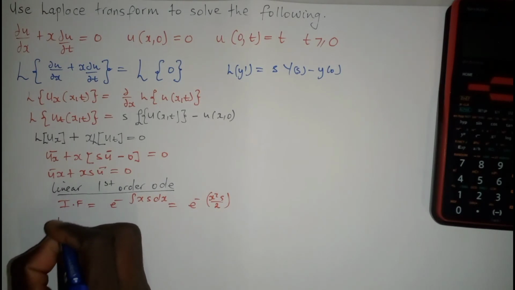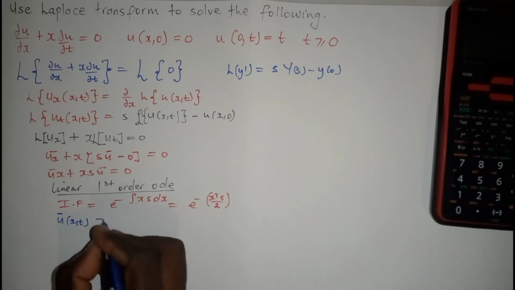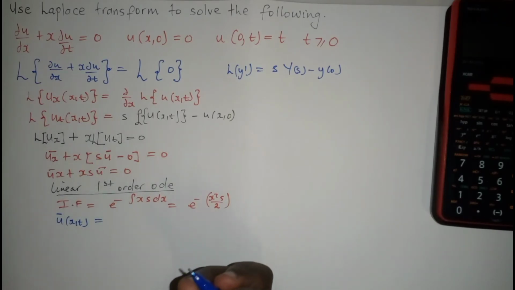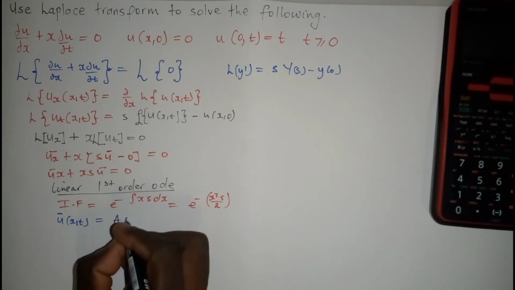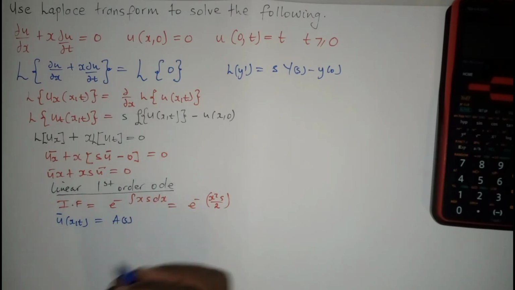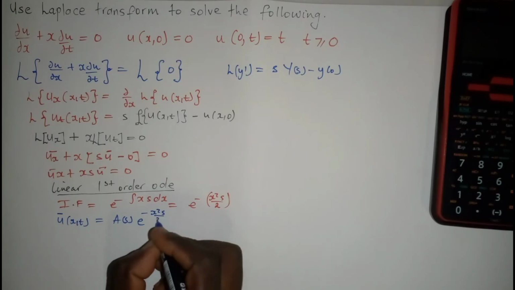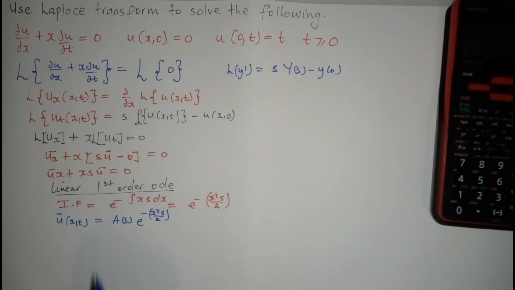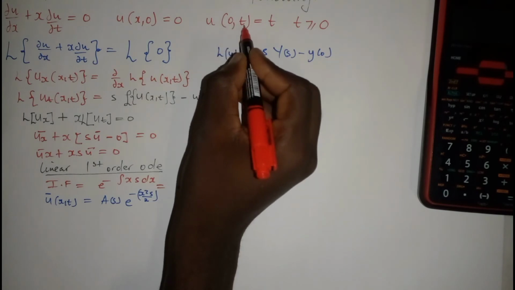The solution will be given by u bar of (x,t) equal to a constant, let me choose A(s), since it's going to be a function of s, times the integrating factor. What is the integrating factor? It's e to the power of negative x squared s over 2. Now I want to find the value of A(s). To find it, we're going to use u(0,t) equals 2.